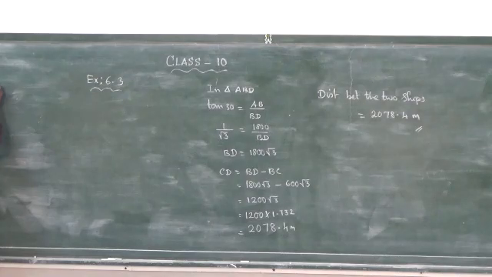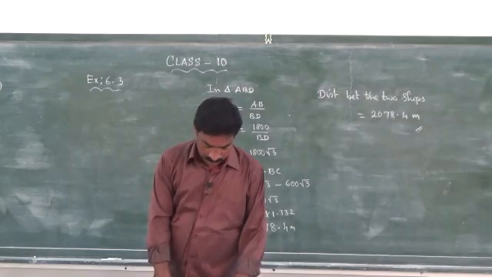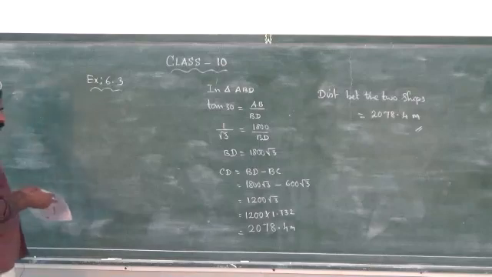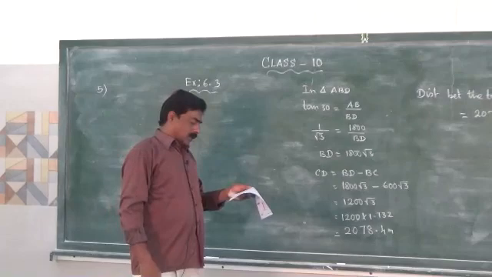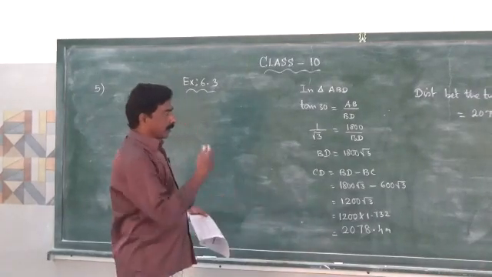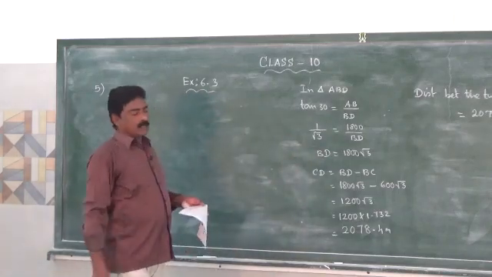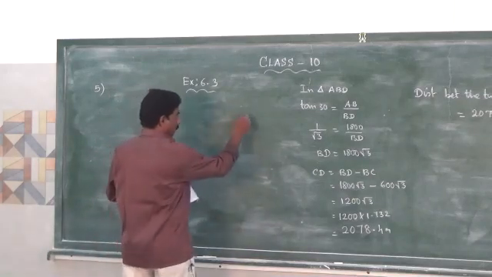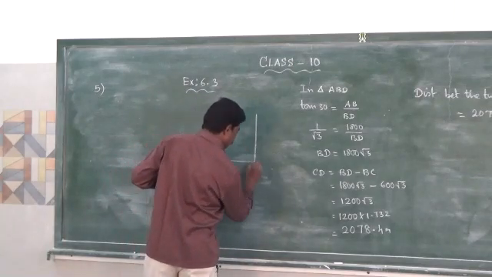Sum number 5. From the top of a lighthouse, the angle of depression of two ships on the opposite sides of it are observed to be 30 and 60. In the previous sum, the two ships were in the same direction, on the same side of the lighthouse. Here, they are on the opposite sides of the lighthouse. So, the lighthouse is there, and the ships are on the opposite sides.